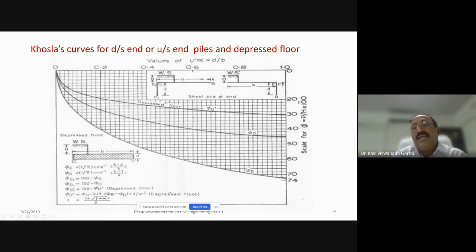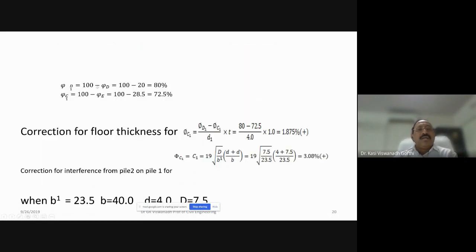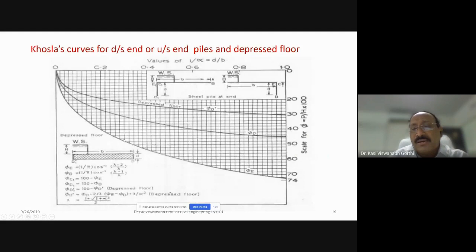That means for phi D you need to take 100 minus the value, as given here. So you will be able to get phi D1 as 100 minus phi D, that is 100 minus 20, which is 80%. Similarly, phi C is from the same curve. This is the phi E curve. For 0.1, if you drop a vertical line, it cuts somewhere here, and the corresponding value comes to about 27, 28 or 29.